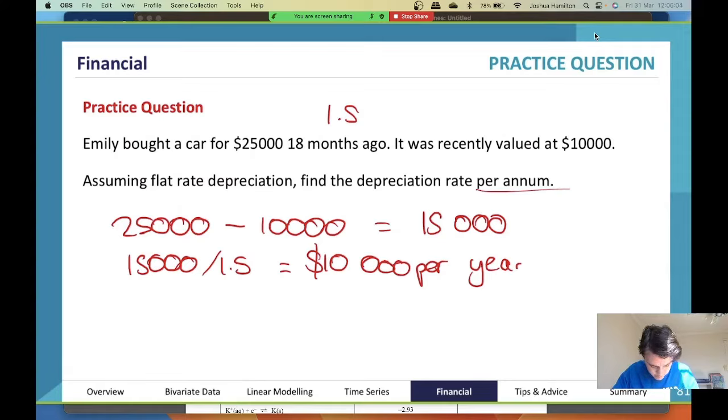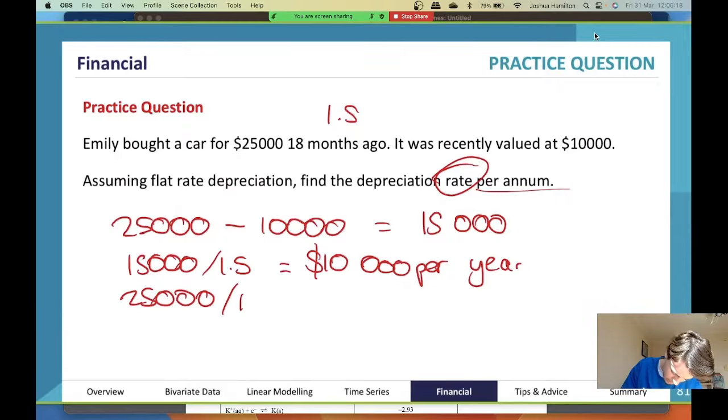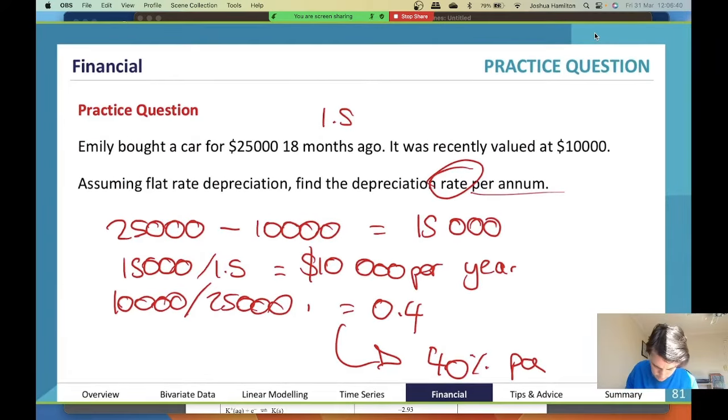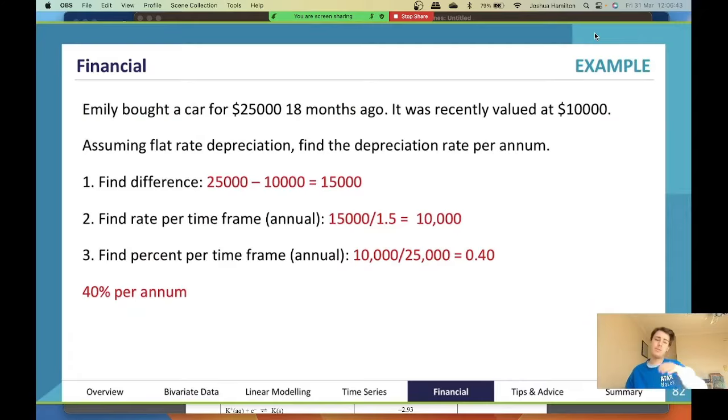And then it wants the rate. So this is the value. We want to find the rate off the original. So we're going to go, all right, 25,000 divided by 10,000. Actually, it's the other way around, sorry. My bad. You want to do 10,000 divided by 25,000. And you're going to find a value of 0.4, which is essentially 40% per annum. If I move across, I think I should have that answer. I do have that answer, 40% per annum.